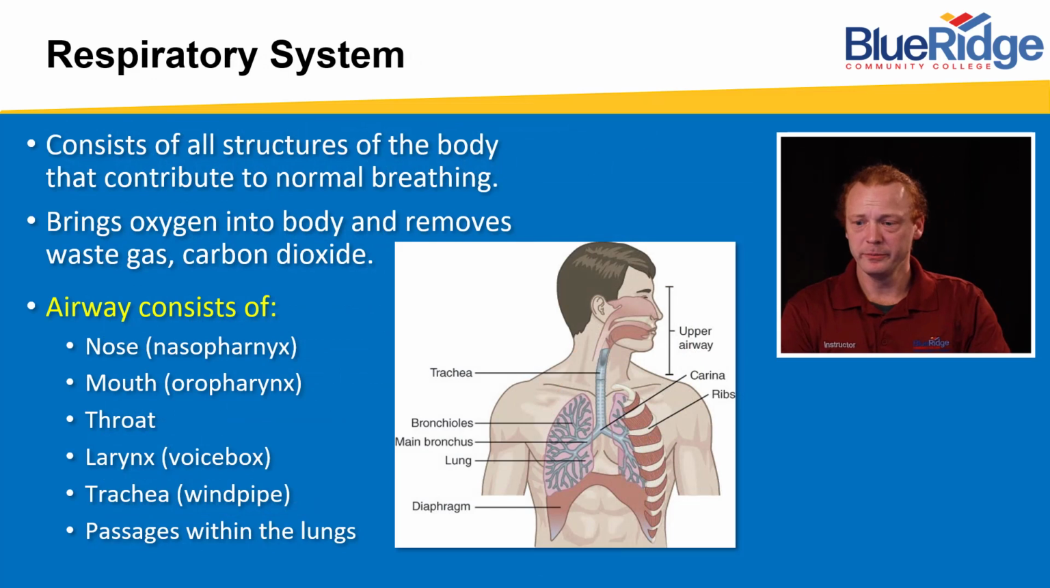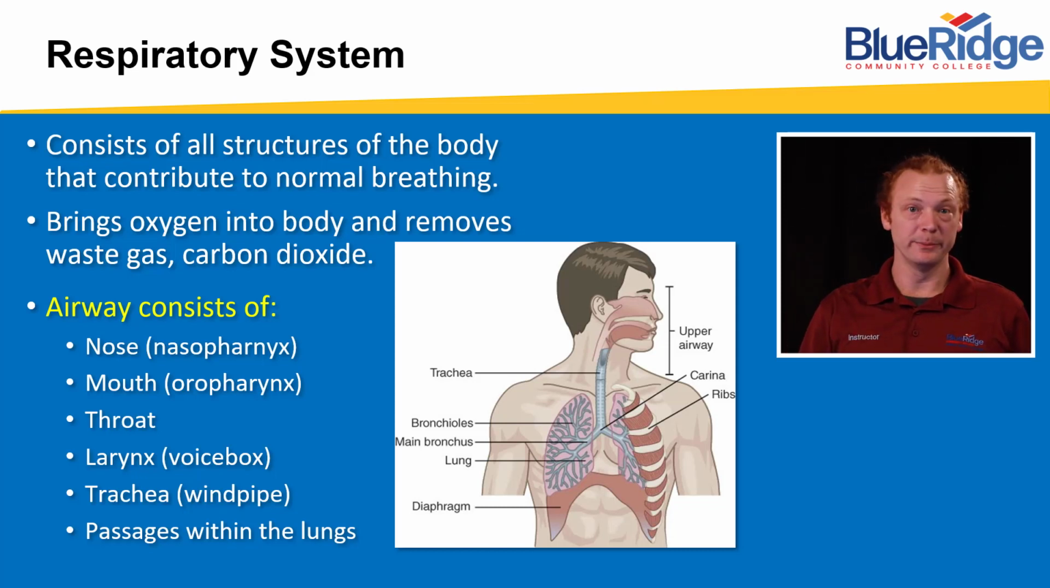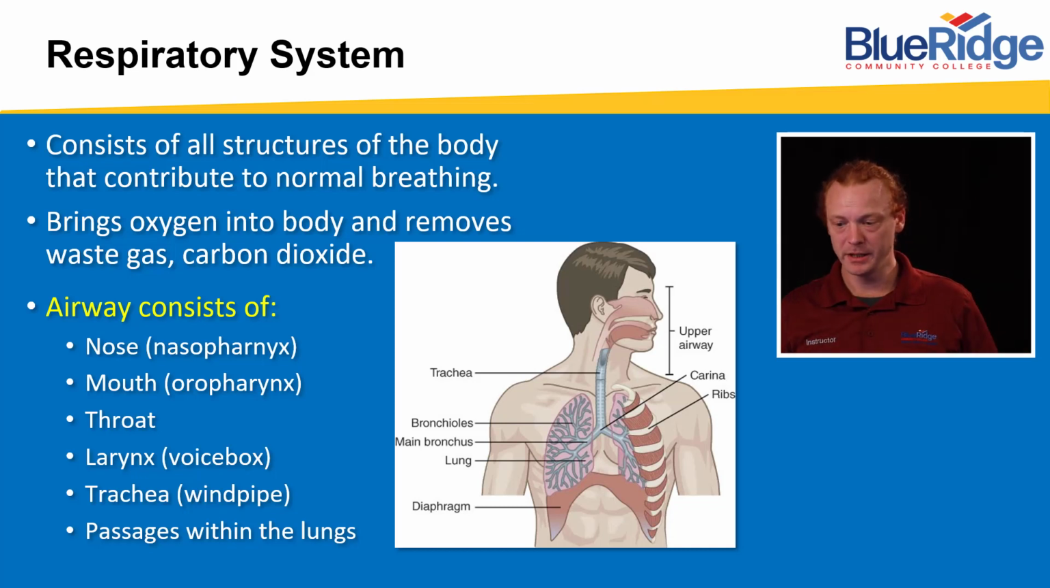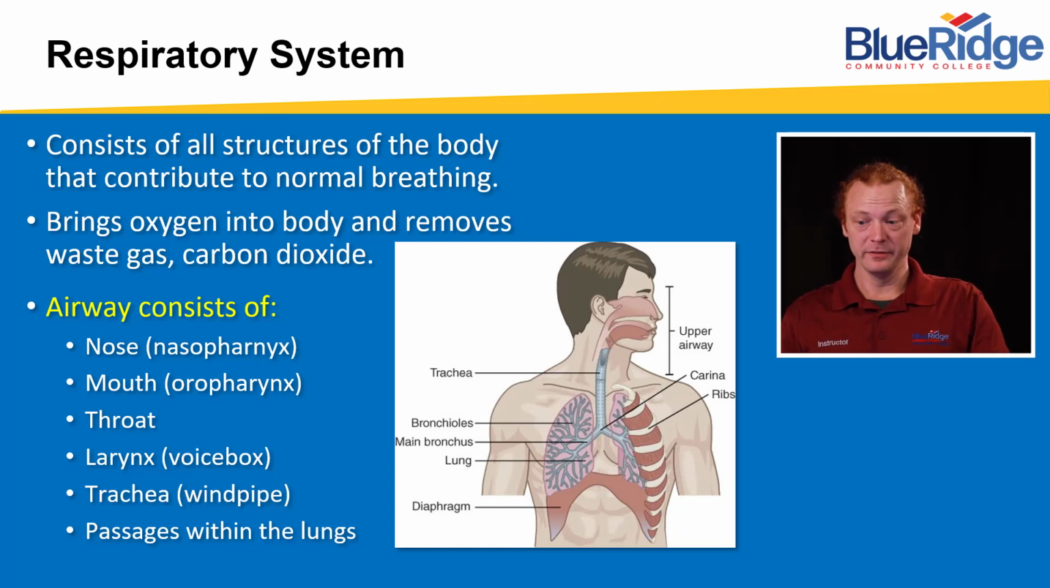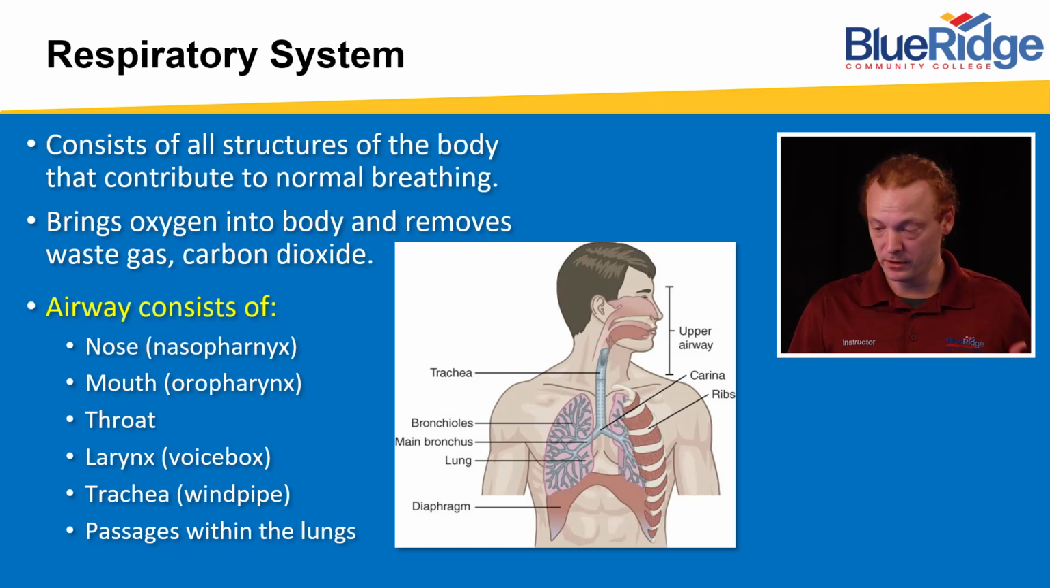The respiratory system consists of all structures of the body that contribute to normal breathing. It brings oxygen into the body and removes the waste gas, carbon dioxide, and exhales it out of the body. Your airway consists of your nose, your mouth, throat, larynx, trachea, and airway passages within the lungs.